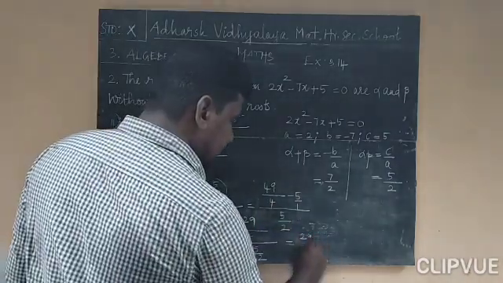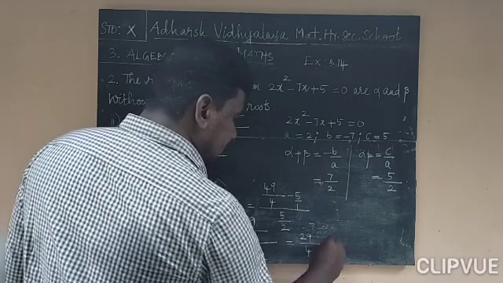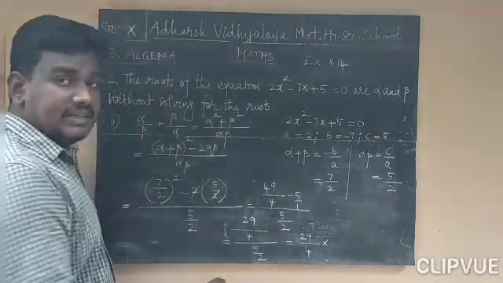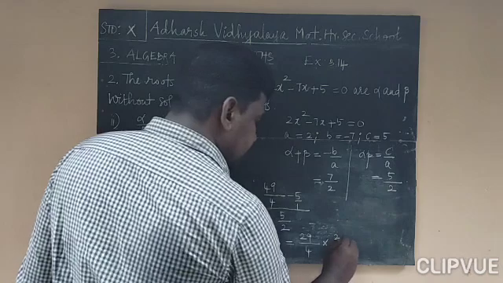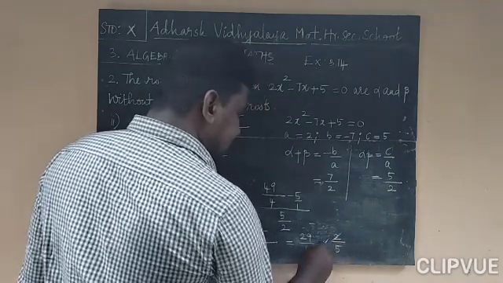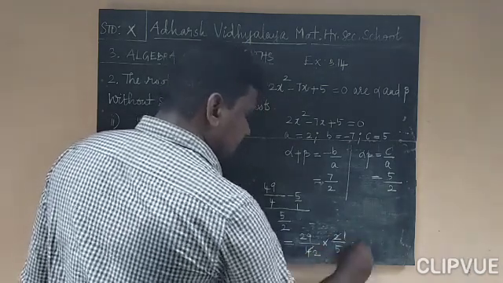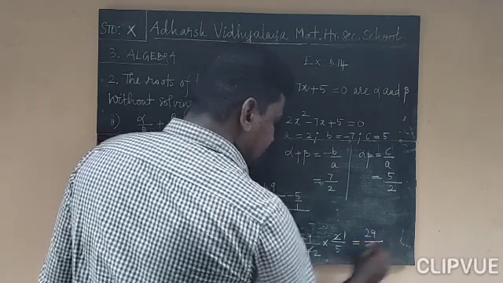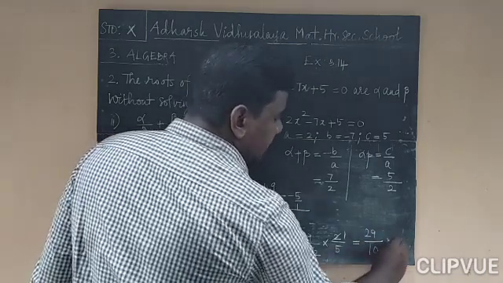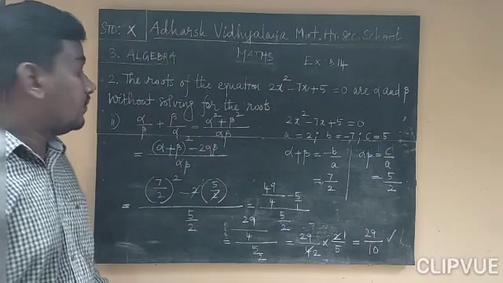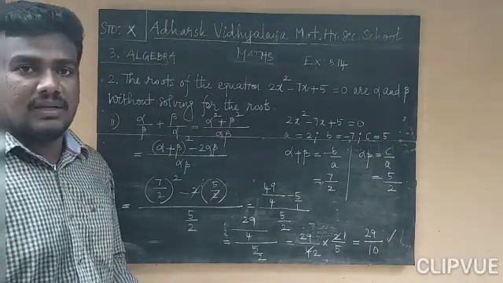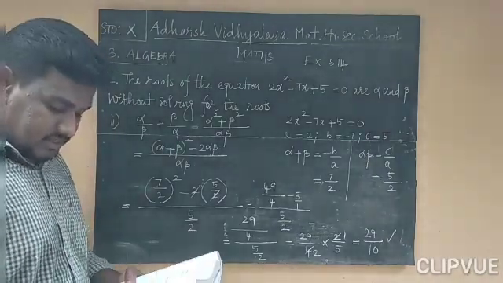So first numerator 29 by 4 into the denominator reciprocal is 2 by 5. It will be cancelled, 1 time, 2 time. So 29 divided by 2 into 5 is 10. So this is the required value for this expression. Understand? So next, third subdivision.